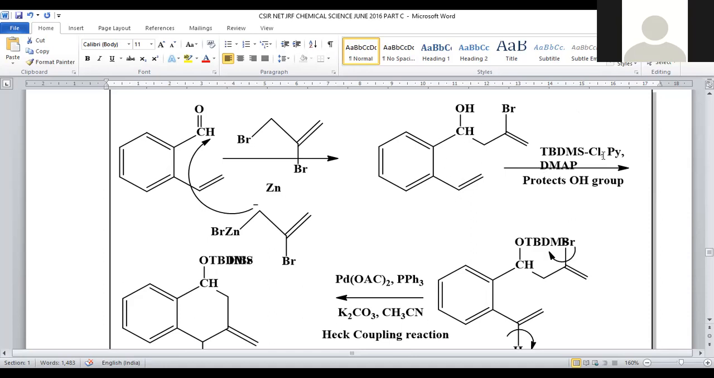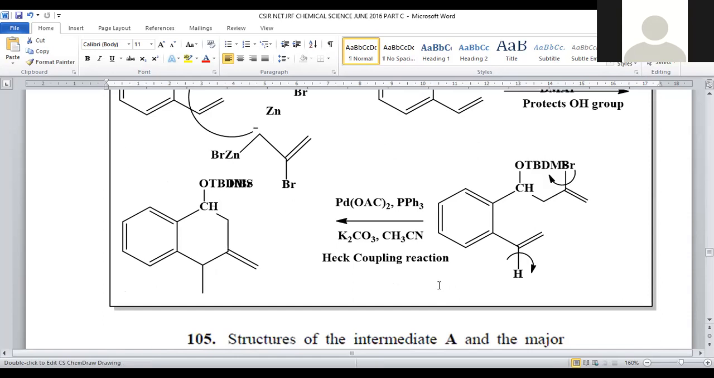Now it is treated with TBDMS-Cl, pyridine, DMAP. This is selective for the protection of oxygen. Here we have a free oxygen that is selectively capped by the silyl chloride. The silyl chloride is used to cap this hydroxy, so it is converted into OTBDMS, right? And here we already have the bromo functional group that further participated in the Heck coupling reaction.